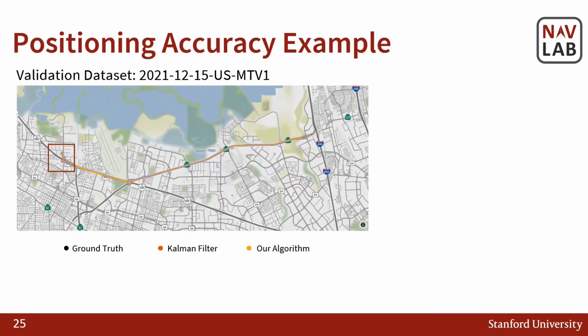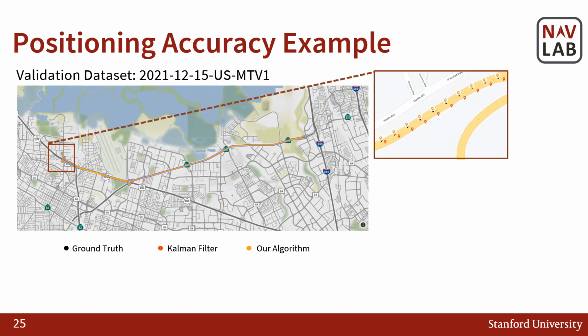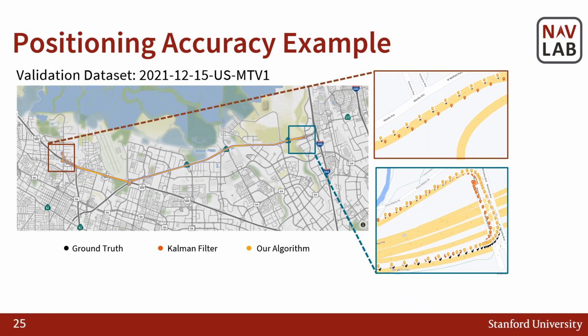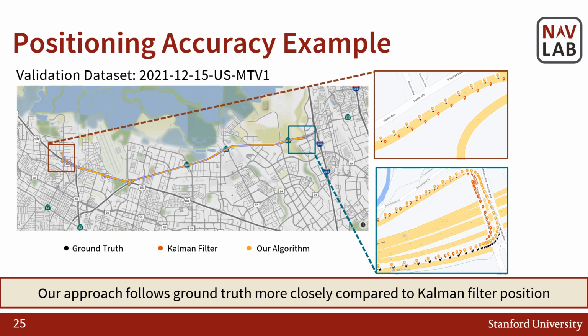Finally, we show qualitatively the positioning accuracy when compared against ground truth. For this, we use the validation dataset of Mountain View. And then as you can see here, compared to the Kalman filter baseline, which are the plots shown in orange, our approach, which are the plots shown in yellow, is able to outperform the Kalman filter baseline as well as track the ground truth trajectory more closely. Here are some of the magnified versions that show both the Kalman filter approach and our algorithm approach and the effect on the positioning accuracy. Thus, our approach follows ground truth more closely compared to the Kalman filter position.